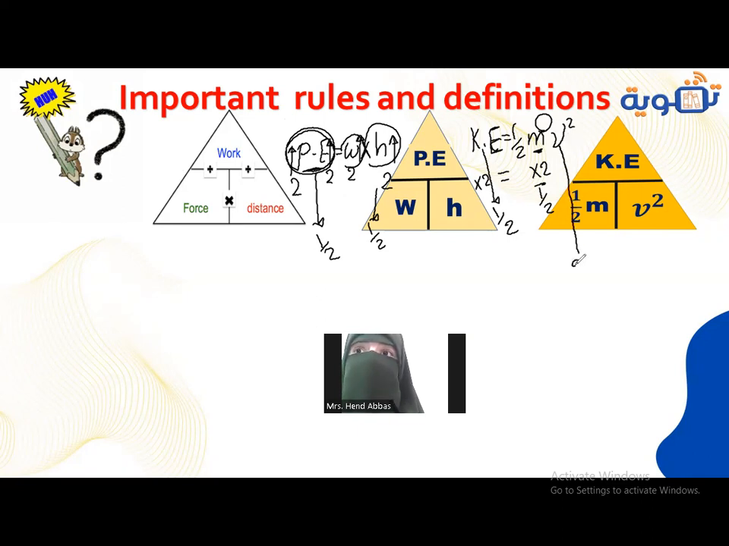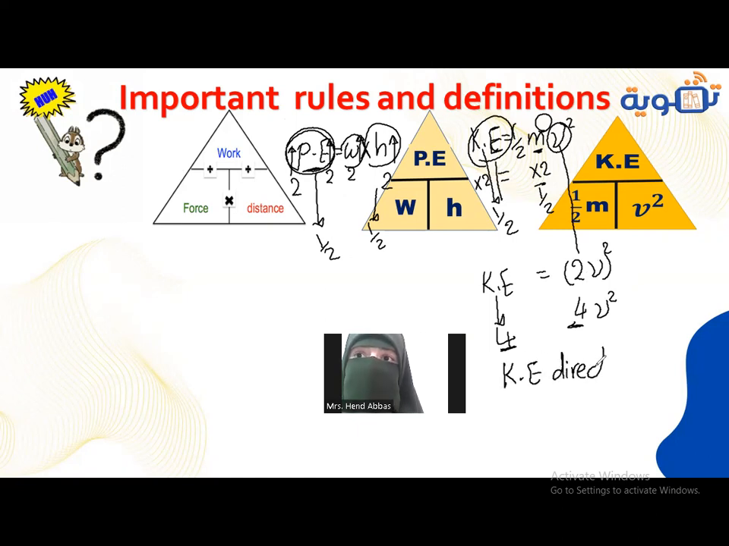What about the speed? If the speed increases to double, what happens to the kinetic energy? For this one, 2 to the power 2 is 4, so the kinetic energy will increase to 4 times. So if the speed increases to double, the kinetic energy increases to 4 times. Why? Because there is a direct relation between kinetic energy and the speed squared, not only the speed.